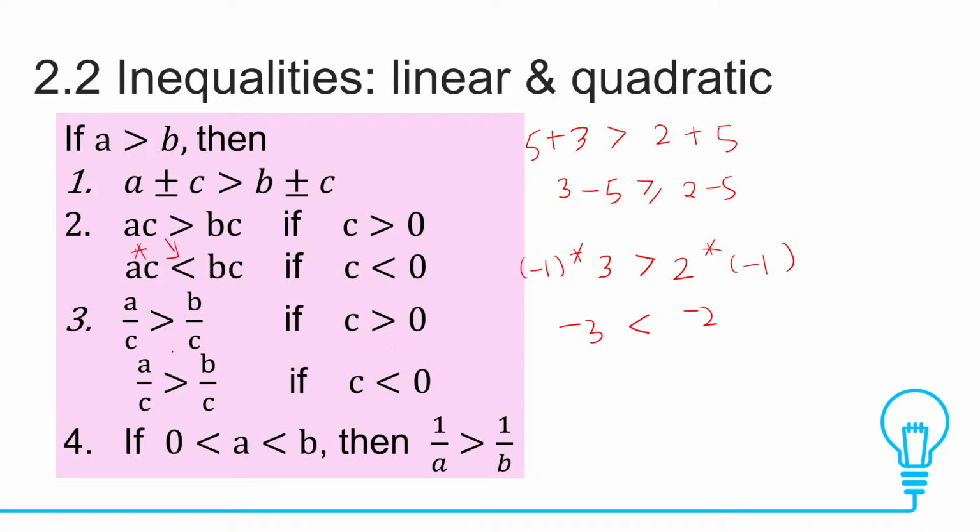This is also applicable for division. If I have 3 greater than 2 and I divide by negative 2, this becomes negative 1.5 is less than negative 1. So please pay attention when you have greater than and less than. And if I have positive numbers a and b, or any numbers a and b, if you find the reciprocal, 1 over a and 1 over b, the sign will change.